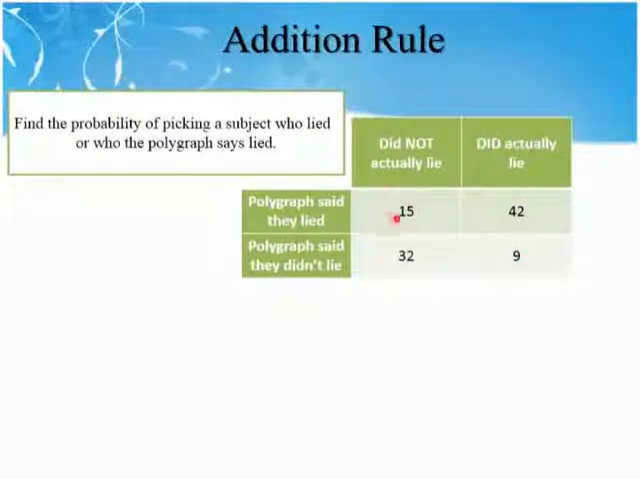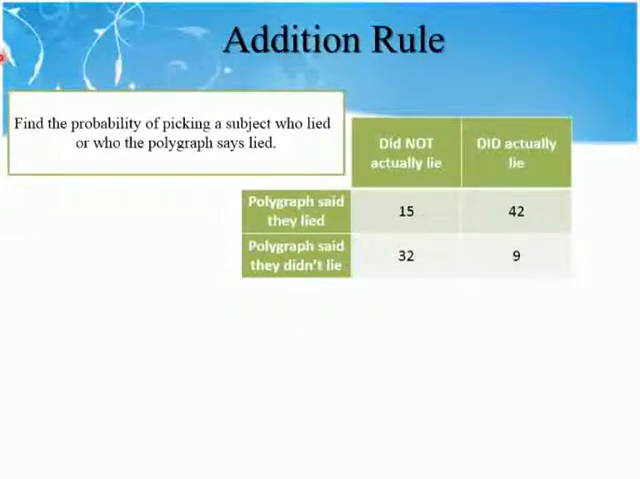So for example, these 15 people, they did not lie. However, the polygraph said they did lie. That's a false positive. And here, these 9 people did lie, but the polygraph said they didn't lie. That's what we call a false negative.